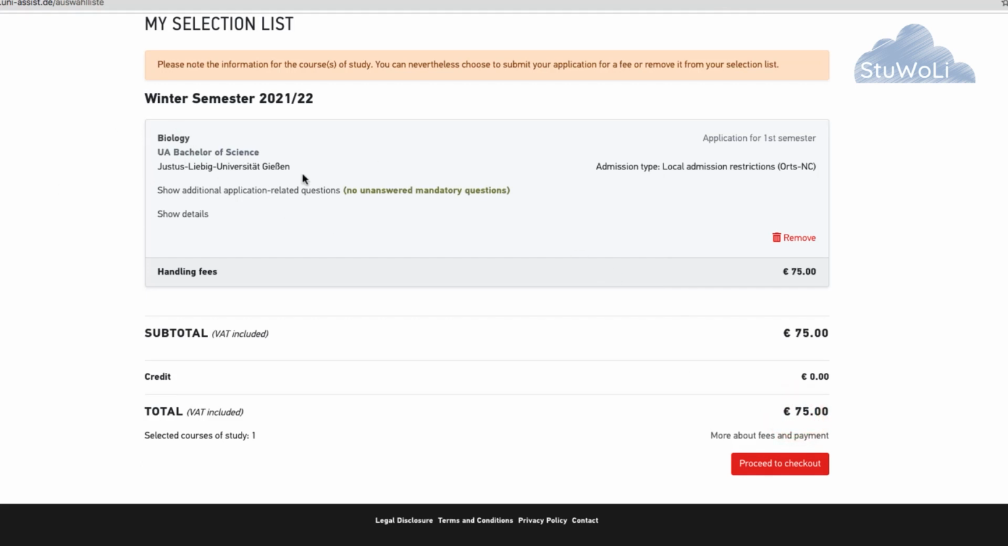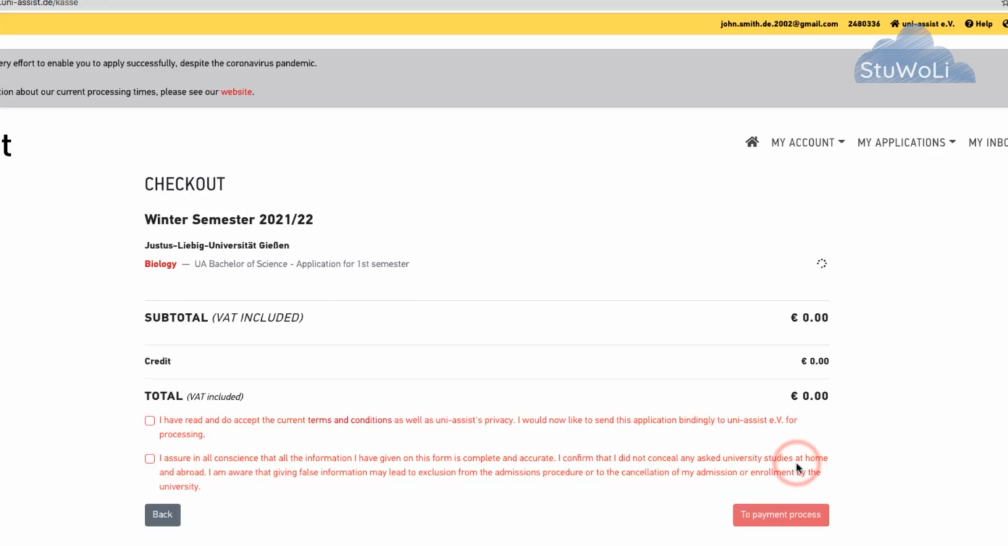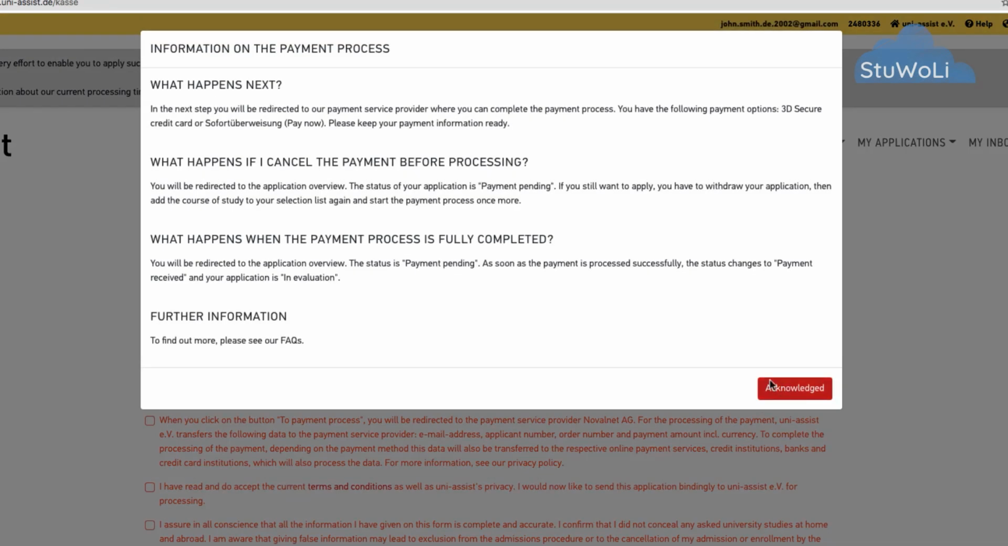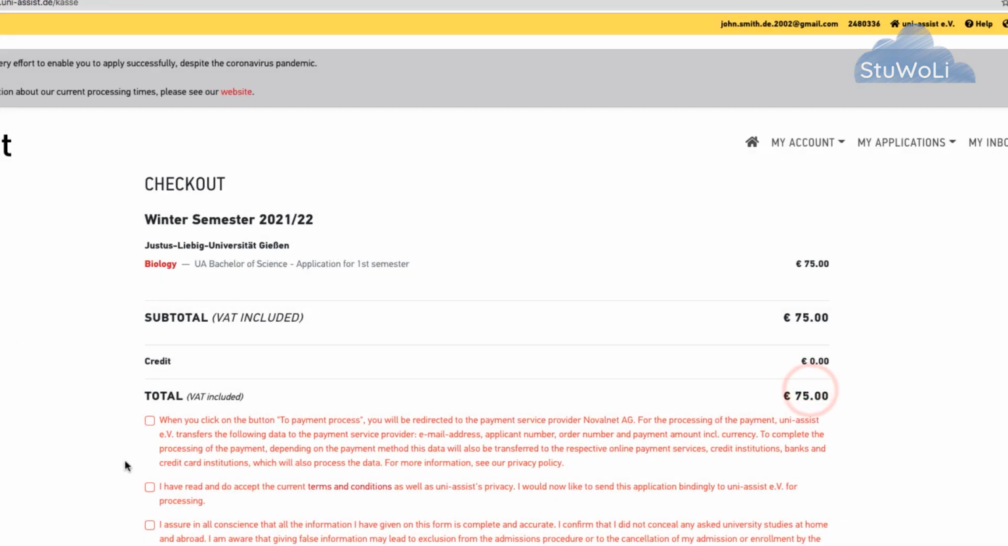There you go. UA Bachelor of Science, Justus Liebig, Universität Gießen. I'm fine with this. You proceed. If this is not your first application, it will be 30 euros and not 75. If this is the first application, first semester, then it's 75 euros. And you're all good. This is basically the online application. Should all be fine. You proceed to checkout basically, and then you come to the, I acknowledge everything. You come to the payment part.